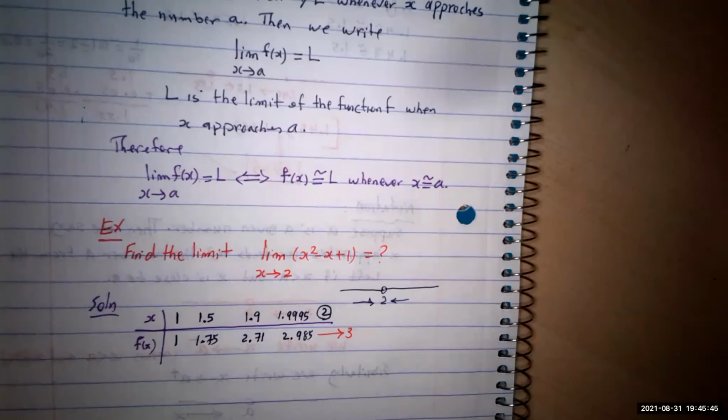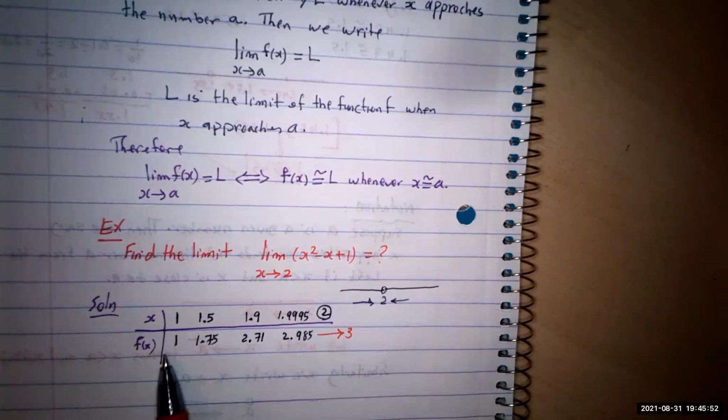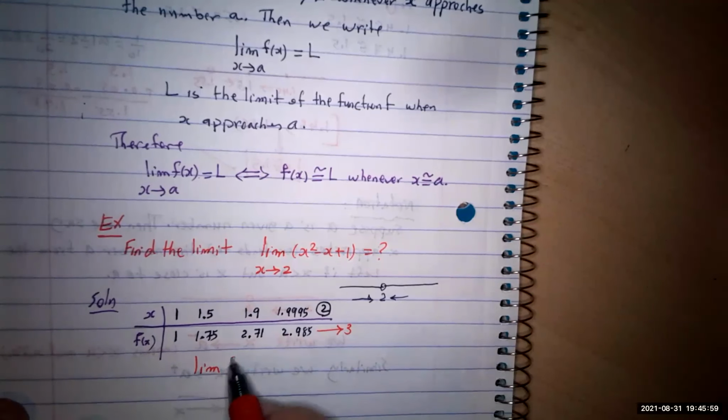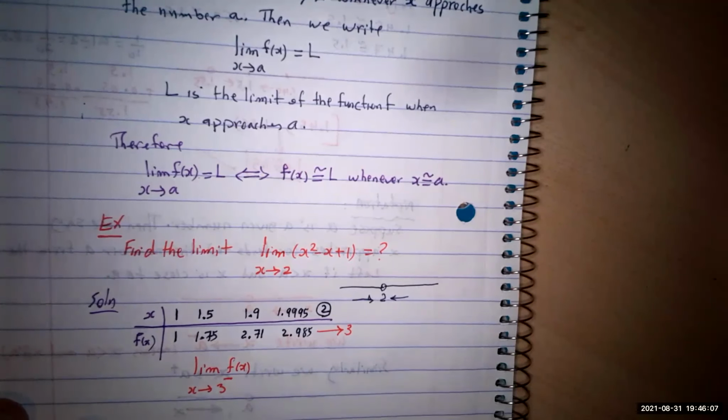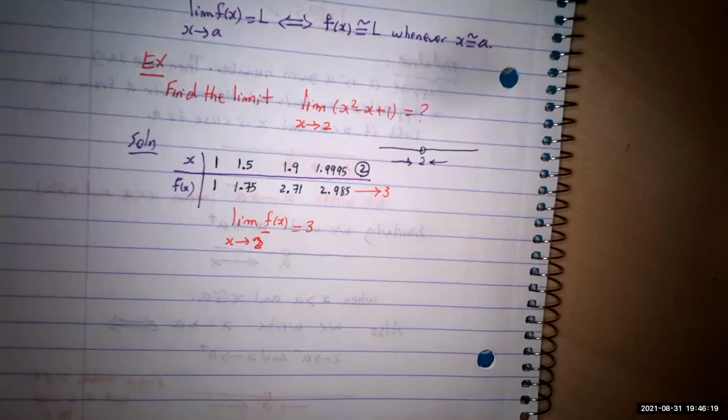So what you did so far, you showed that if x is getting closer and closer to 2 from the left, the value of the function is getting closer and closer to 3. So you can claim that the limit of the function when x is getting closer and closer to 2 from the left, 2 negative, is equal to 3. This is called the left limit. So the left limit would be 3. Any question?